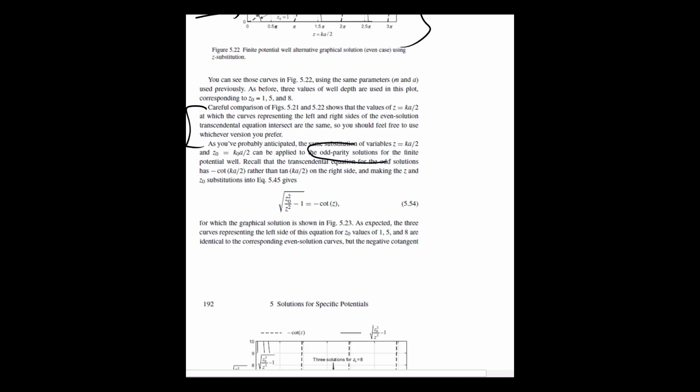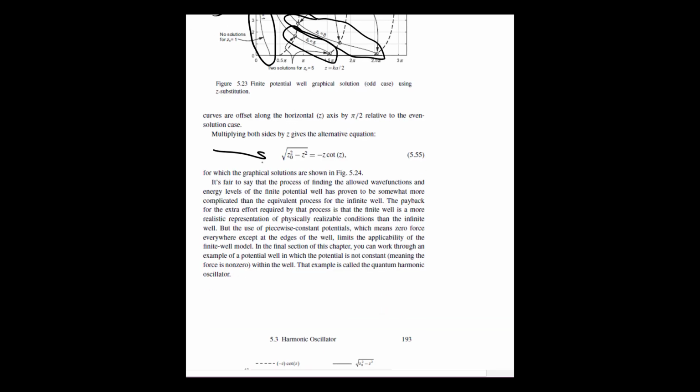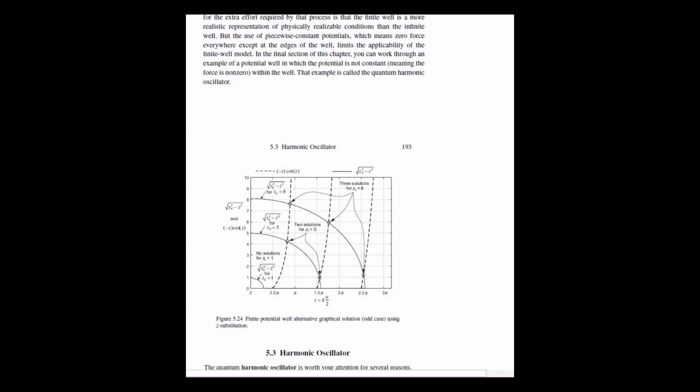You can use this exact same approach for the odd parity solutions. Guess what's different? Instead of tangent of z, we have minus cotangent of z, exactly as we had previously. When you do that, here are the odd solutions. Notice, for z0 equals 1, no solutions at all, no intersections with the negative cotangent curve. For z0 equals 5, 2 solutions. For z0 equals 8, 3 solutions. And if you multiply through by z, you get the alternative expression, and you can see those graphical solutions right here. So doing this z substitution does not change the physics in the least. It just reduces the complexity of the appearance of the equation, but it's important that you remember what those variables represent.